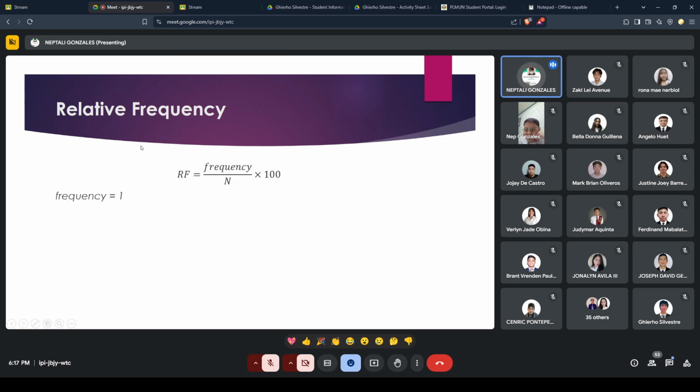So I will show you first, the frequency of the first class is 1. And the number of observations we have is 60. By the formula, RF is equal to frequency divided by N times 100. By substitution, 1 divided by 60 times 100, your relative frequency is equal to 2, or simply 2%.